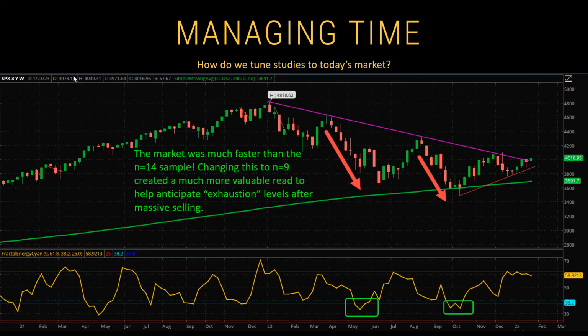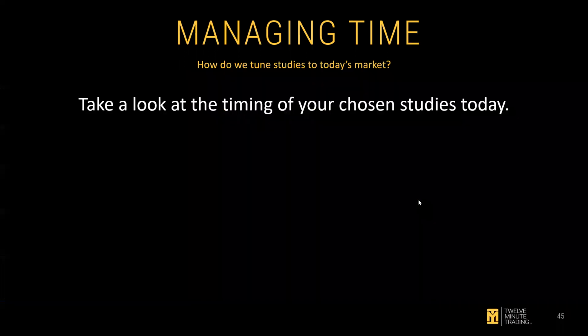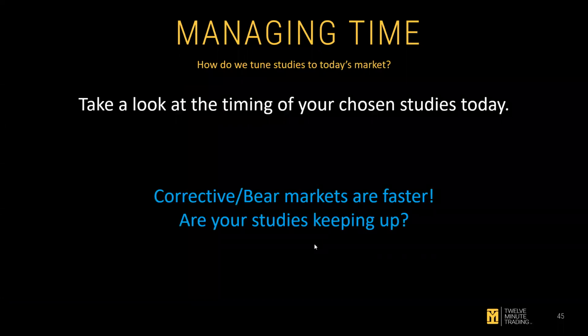A period of 14 candles, 14 weeks. We don't need 14 weeks to suggest a downtrend these days. It happens so quickly. And now with 9 period, I got these great signals that showed me some really decent potential for the price to start moving in the opposite direction. So take a look at the timing of your chosen studies today. Corrective or bear markets are faster. So the question on the table is, are your studies keeping up? Mine were not. So take a look at yours.